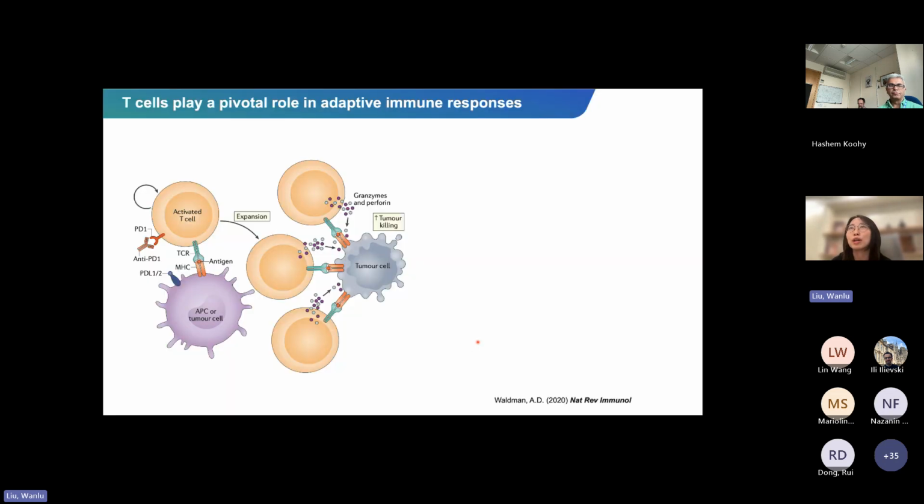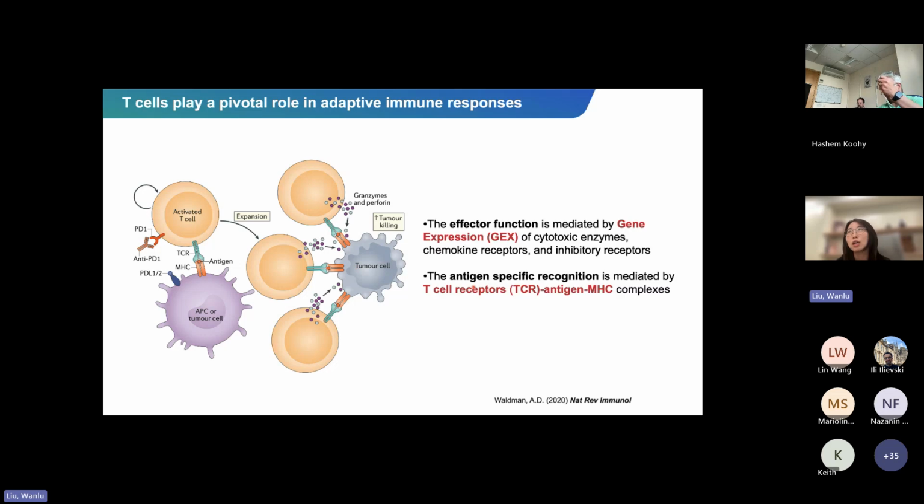To start with, I think within this group, I don't need to say too much about T cells. Basically, T cells play a very vital role in adaptive immune responses. For example, in anti-tumor responses, T cells are able to recognize the pMHC peptide presented by the tumor cells, and then the activated T cells can expand and recognize the tumor cells and kill them.